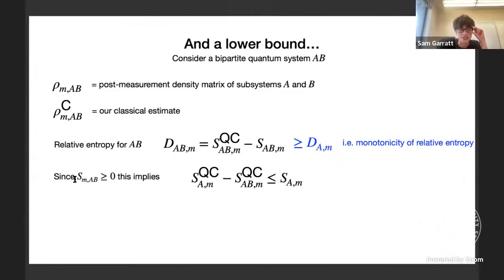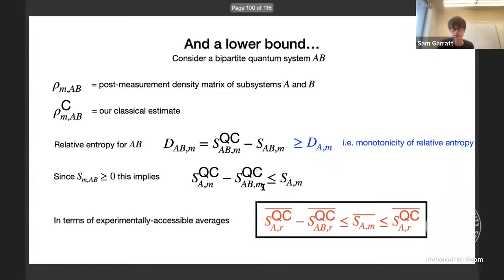Now, the important point is that because the entanglement entropy is always greater than or equal to 0, this object on the left is always less than the entanglement entropy of region A. So whereas just this first term, SQC of A conditioned on M, was always greater than or equal to the right-hand side, the difference between SQC of A and the quantum classical entanglement entropy of AB is always less than S of A. This is just combining the two bounds.